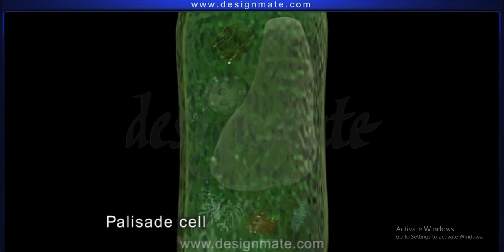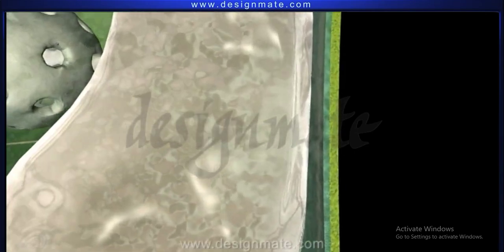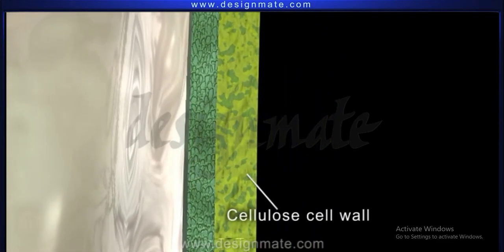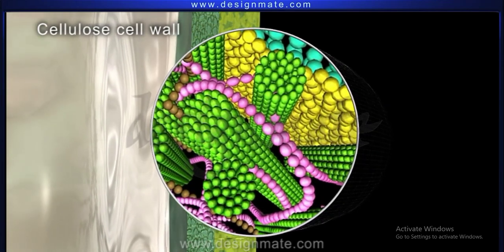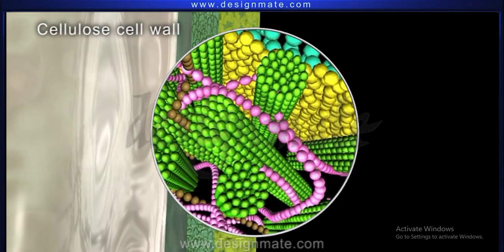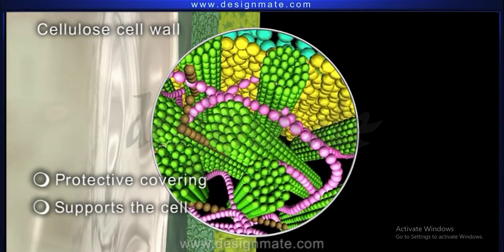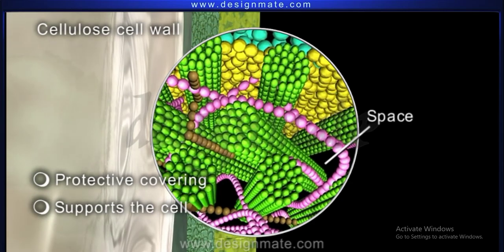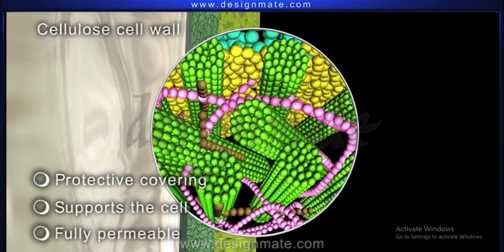On a closer observation of one of these palisade cells, it is seen to be surrounded by a cellulose cell wall. The cellulose forms fibers, which crisscross over one another to form a strong protective covering that also supports the cell. There are numerous spaces between the fibers of the cellulose. Thus, the cell wall is said to be fully permeable.